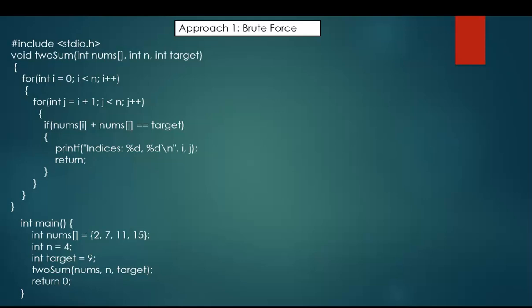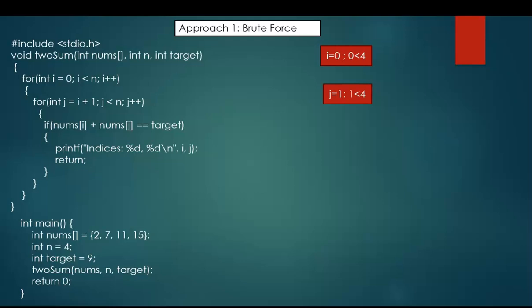In simpler terms, I am checking every pair. So loop 1 picks the element, loop 2 compares with the rest. If the sum matches, I am returning the indices. Right? So this is a simpler solution. For i equal to 0, yes, 0 is less than 4, yes, because n is equal to 4. j equal to 1, yes, 1 is less than 4, yes.